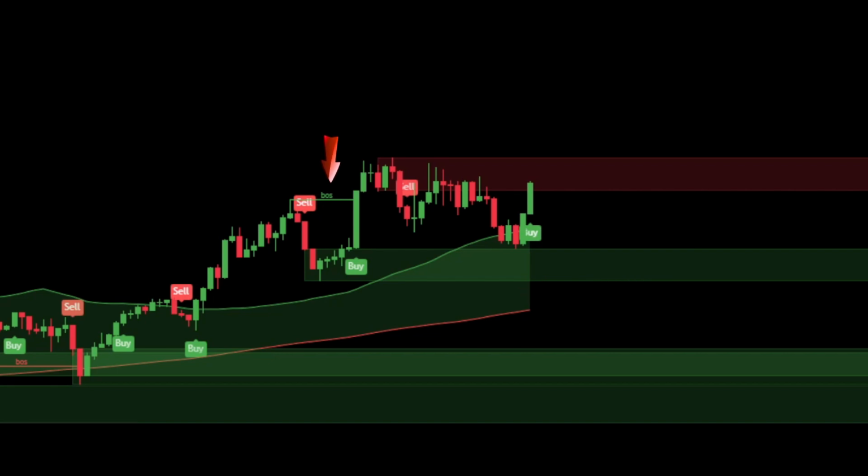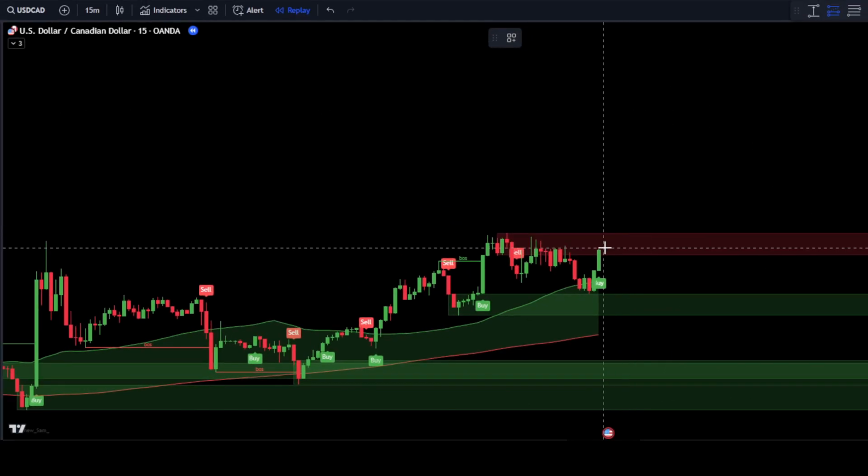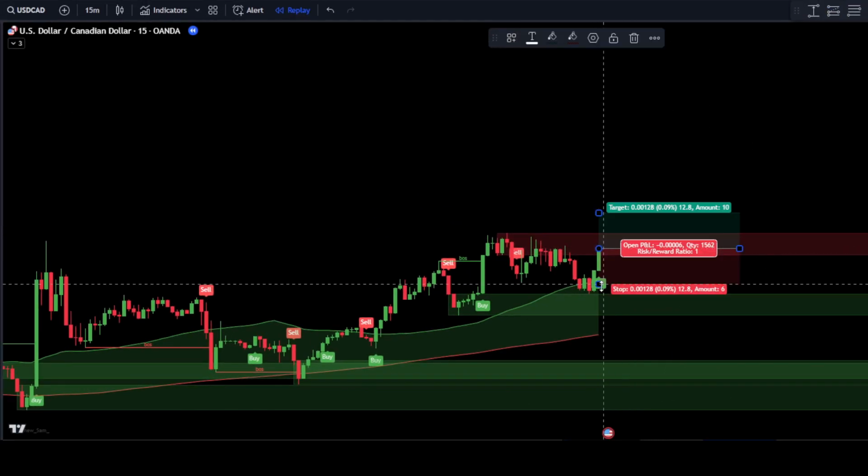Wait for a break of structure, marked by the appearance of a green BOS or break of structure sign. After that, wait for the price candlestick to retest the bullish order block area. Once the price candlestick has retested the bullish order block area, wait for a buy signal from the UT-Bot Alerts indicator. As confirmation, ensure that the trend is still bullish. If all conditions are met, place the buy order after the bullish candlestick is closed.